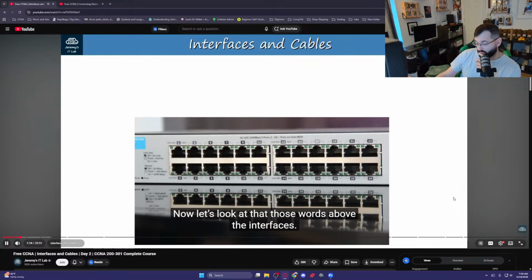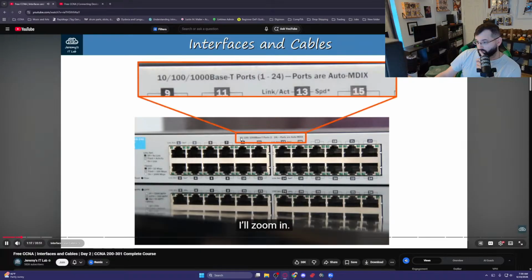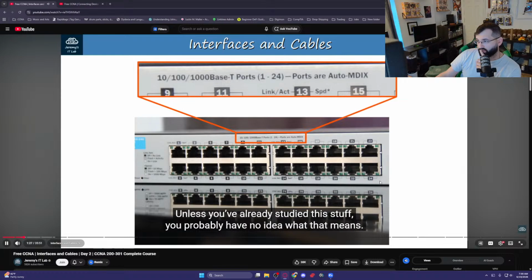Now let's look at those words above the interfaces. I'll zoom in. 10/100/1000 base T ports, 1 to 24. Ports are auto MDIX. Unless you've already studied this stuff, you probably have no idea what that means. Don't worry, by the end of this video, you'll understand all of this and more.